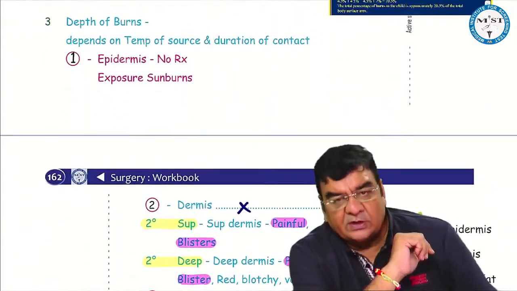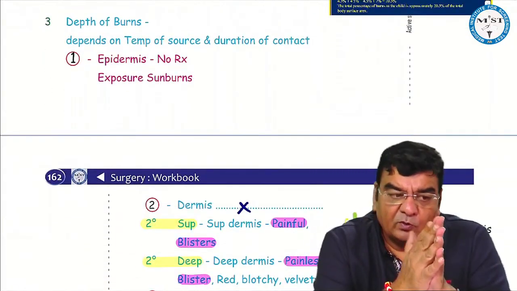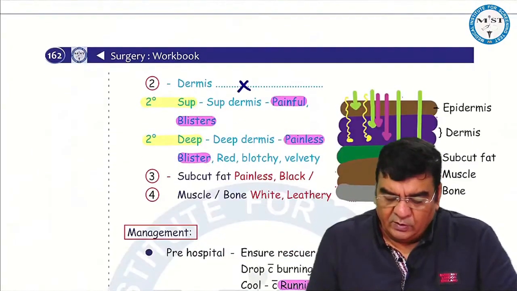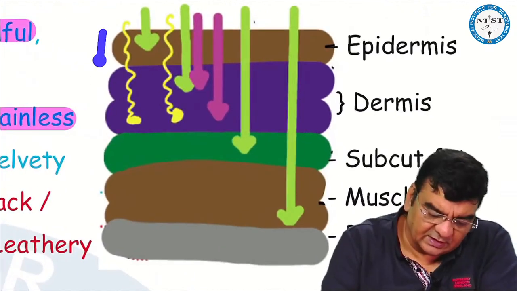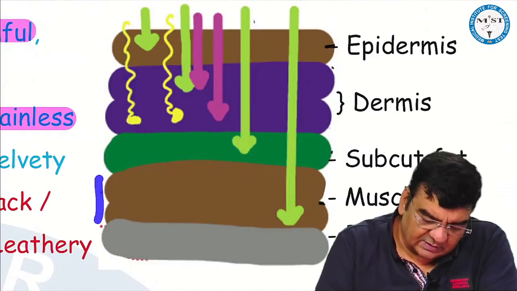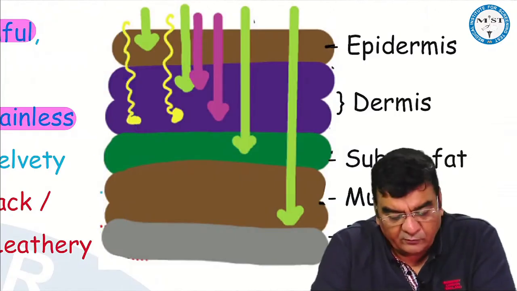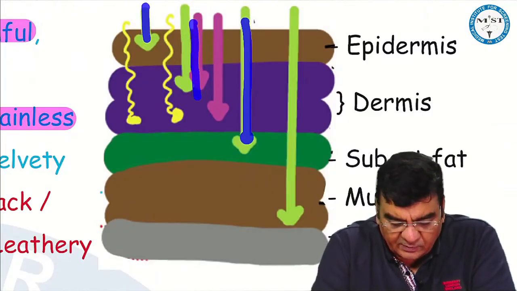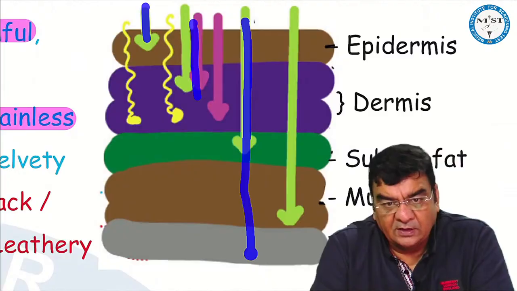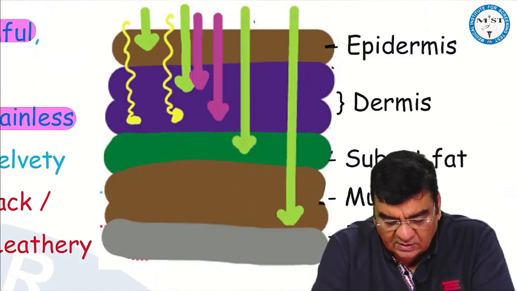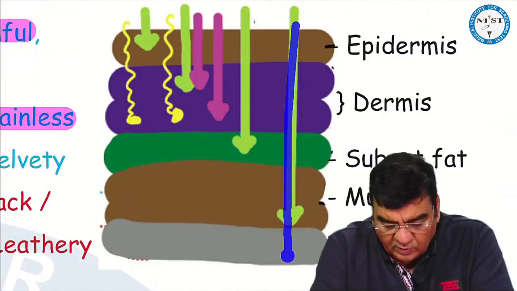Depth of burn depends on temperature of the source and duration of contact. The higher the temperature and the longer the duration, the greater the depth. If we look here, this is the skin, where this is the epidermis and this is the dermis. Then there is subcutaneous fat, muscle, and the bone. If it involves only the epidermis, it is first degree, dermis is second degree, subcutaneous fat, muscle or bone is third degree. However, according to ATLS, subcutaneous fat is third degree, muscle or bone is fourth degree.